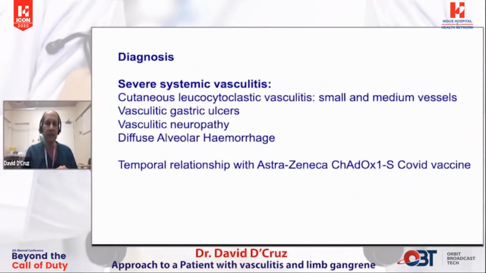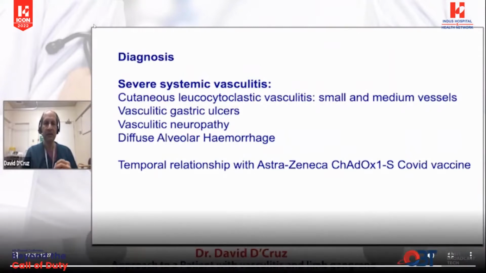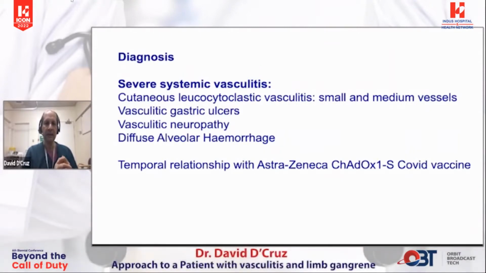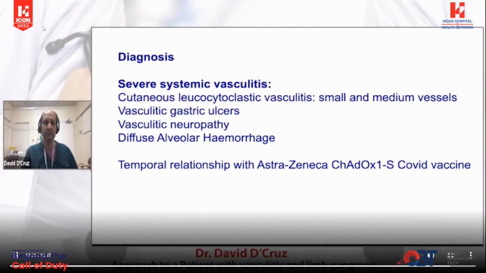So in summary, here was a gentleman, a very unusual presentation, perfectly fit and well, has the AstraZeneca COVID vaccine, and a week later presents with a severe life-threatening systemic vasculitis with skin disease, gastric ulcers, neuropathy, and diffuse alveolar hemorrhage. And there are other case reports in the literature, both of the COVID vaccine triggering this and COVID itself, COVID infection triggering systemic vasculitis, and that's well recognized. And COVID, as you very well know, is a very thrombotic condition.